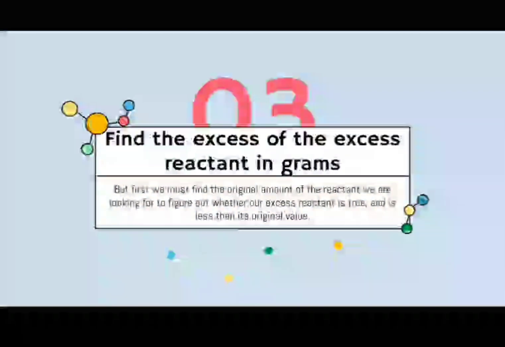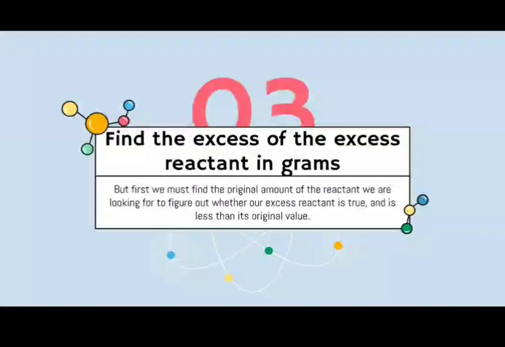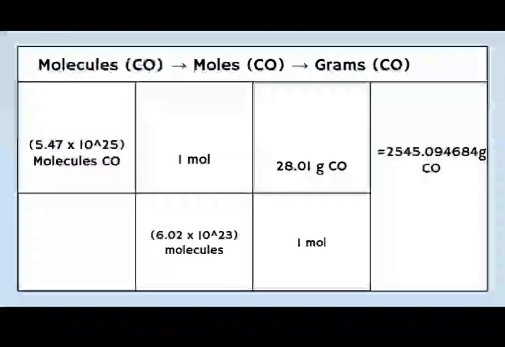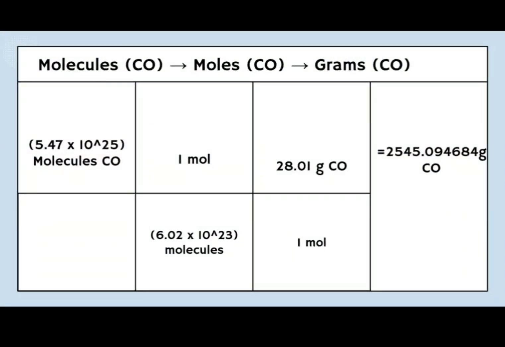Now we will be finding the excess reactant in grams, but first we must find the original amount of the reactant we are looking for, to figure out whether our excess reactant is true and is less than its original value. So we convert carbon monoxide molecules to moles of carbon monoxide to grams of carbon monoxide, because we have excess. There is more carbon monoxide than we originally need to make methanol. So we're trying to find this excess to see how much we have left over.